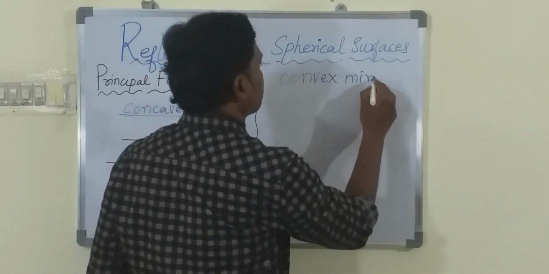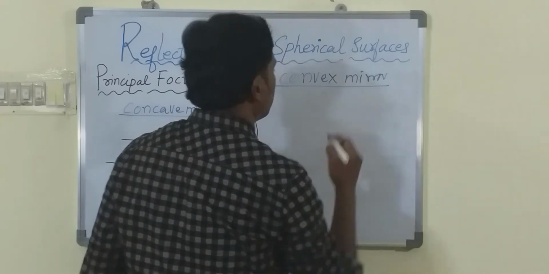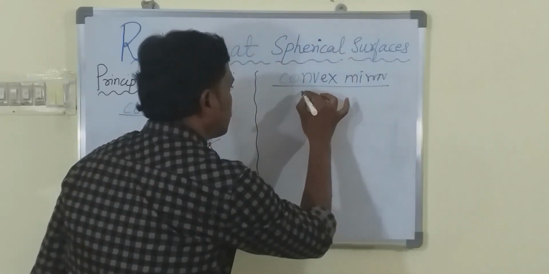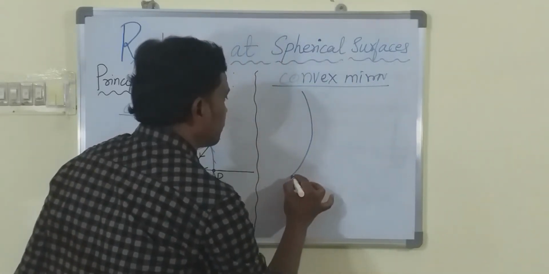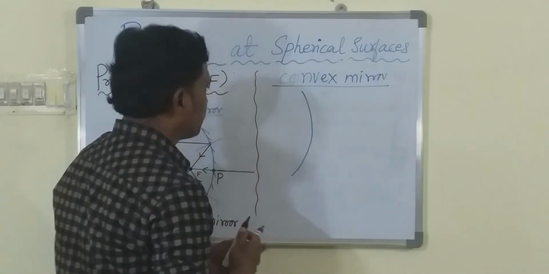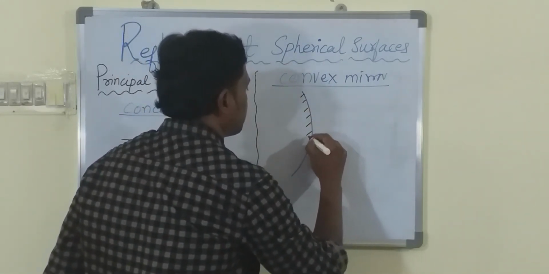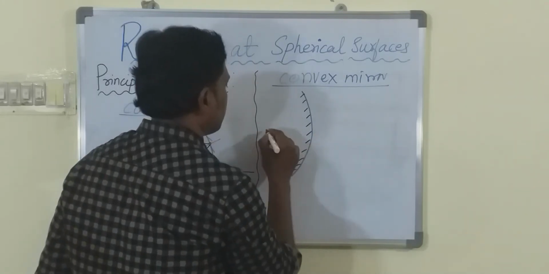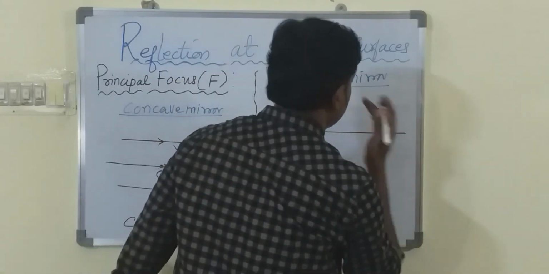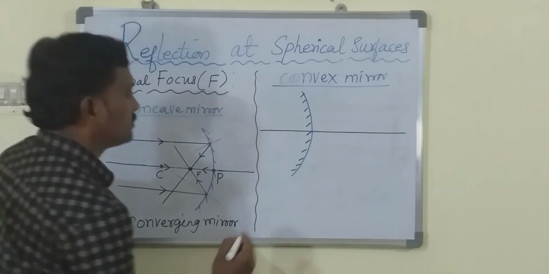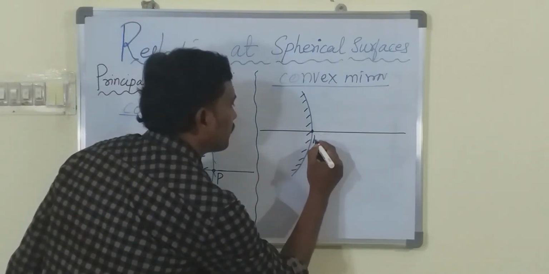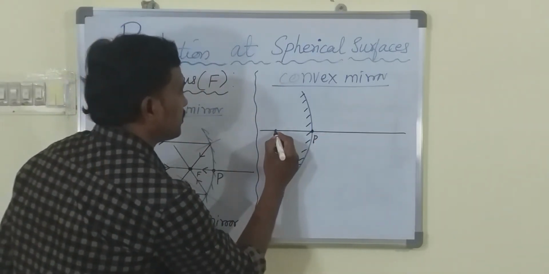Convex mirror. Let me draw the convex mirror. So I am going to draw the convex mirror like this, and it is painted on the concave side, and this is the pole, and let me say this is the center of curvature.